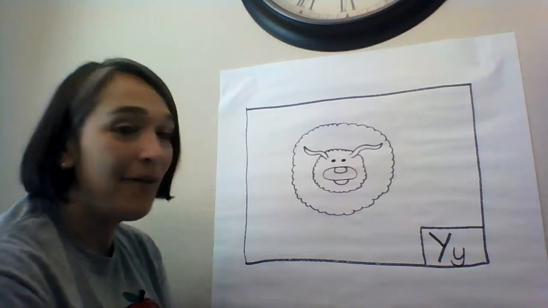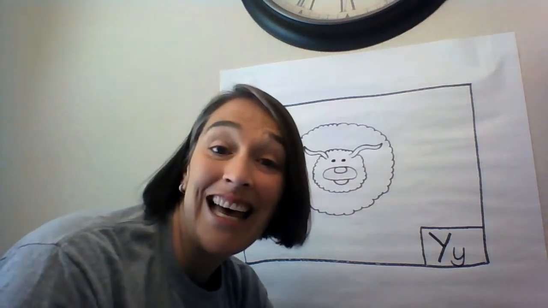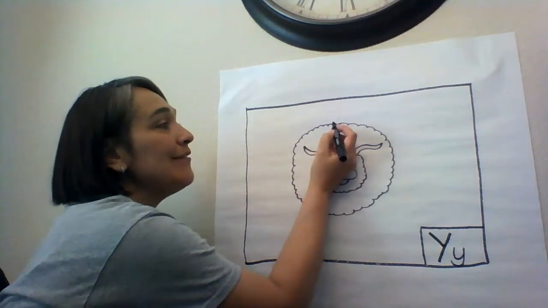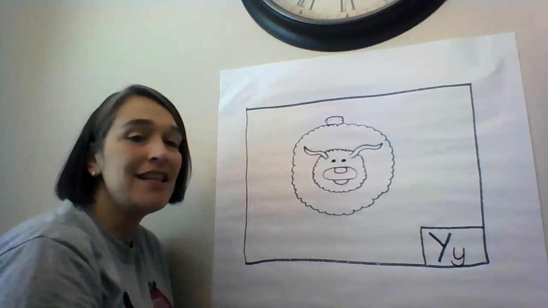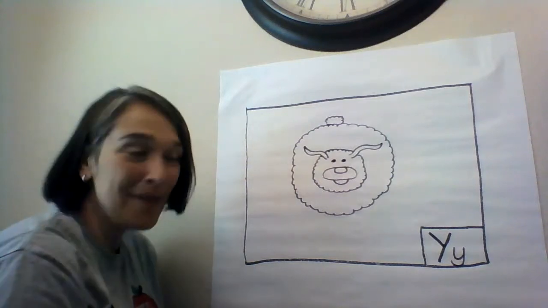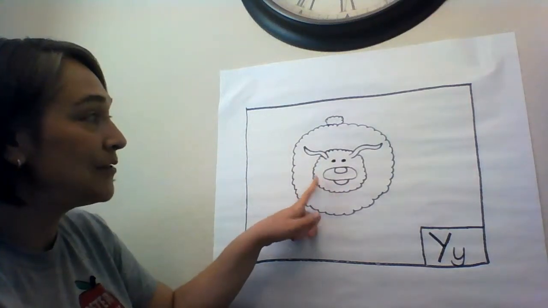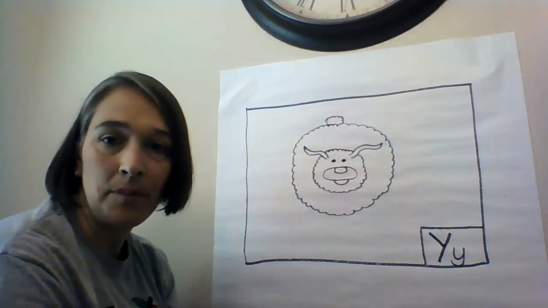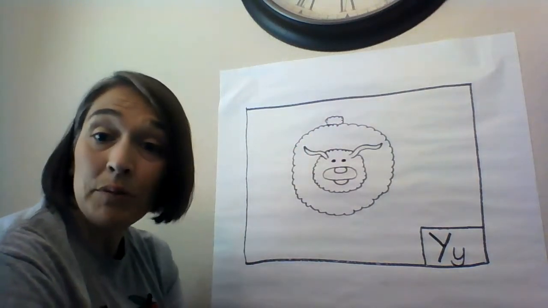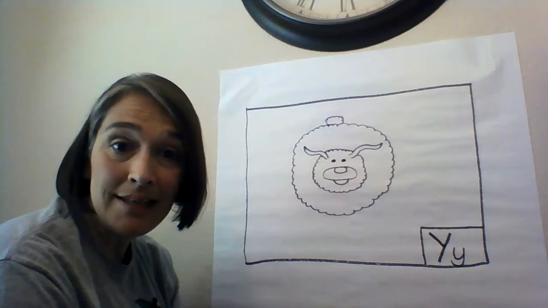Very good. Now our yak needs a tail. So right at the very tip top, we're going to draw his fluffy tail. Okay, so we have a fluffy head circle, a fluffy body circle, and a fluffy tail circle. If you need some time to work on those, you can always hit pause.